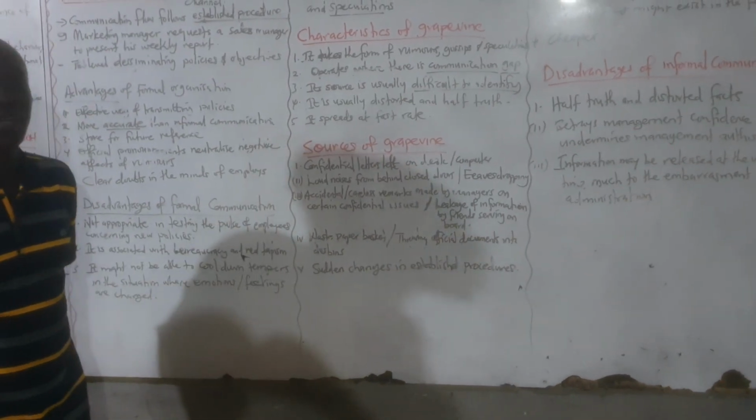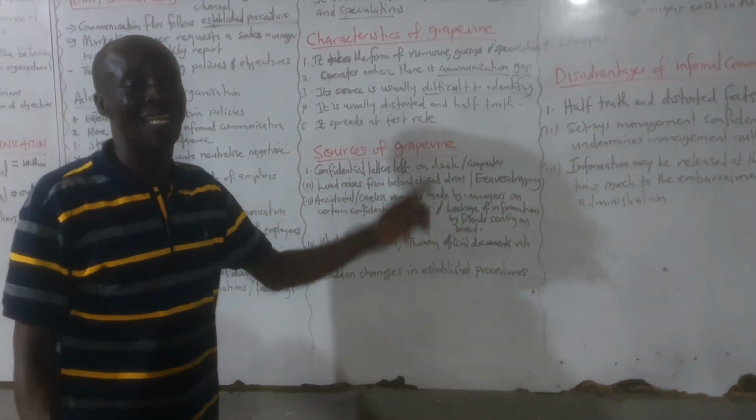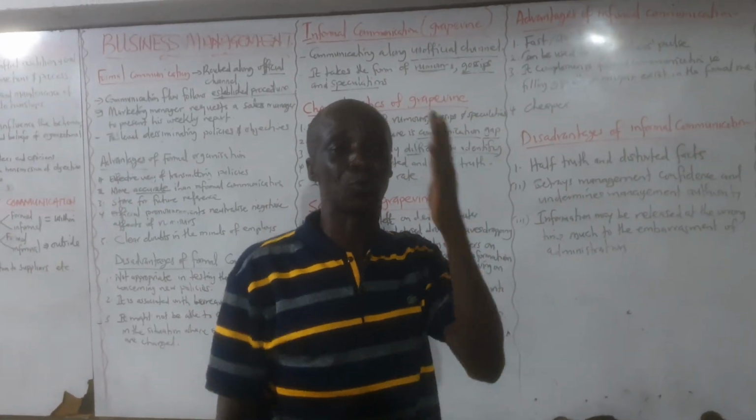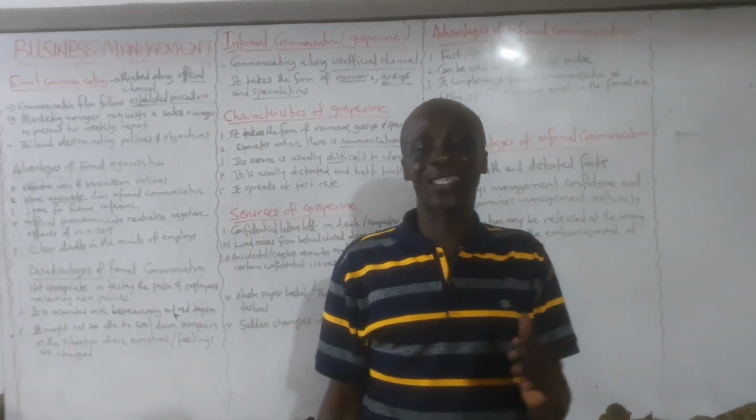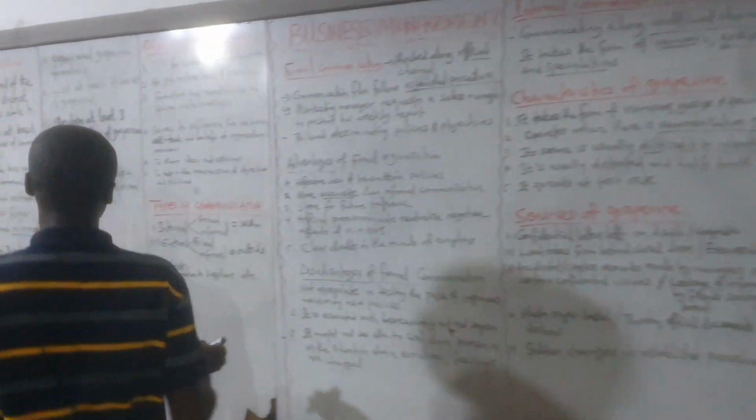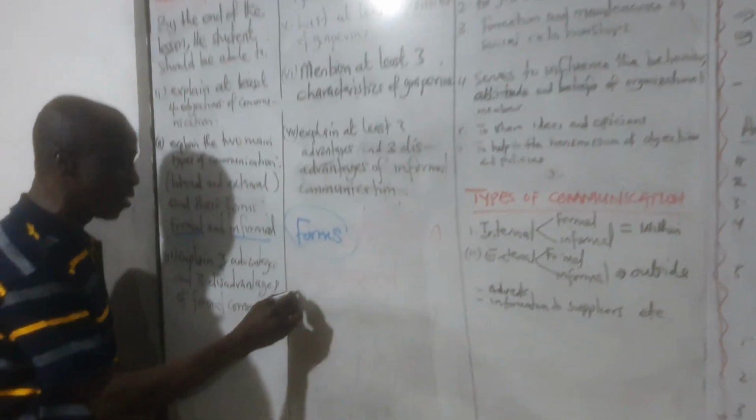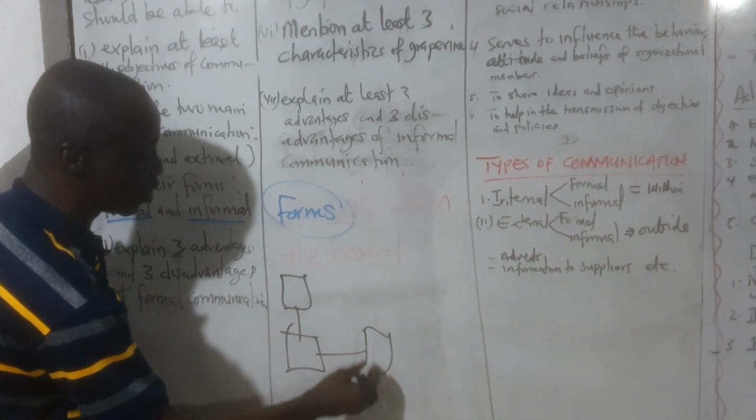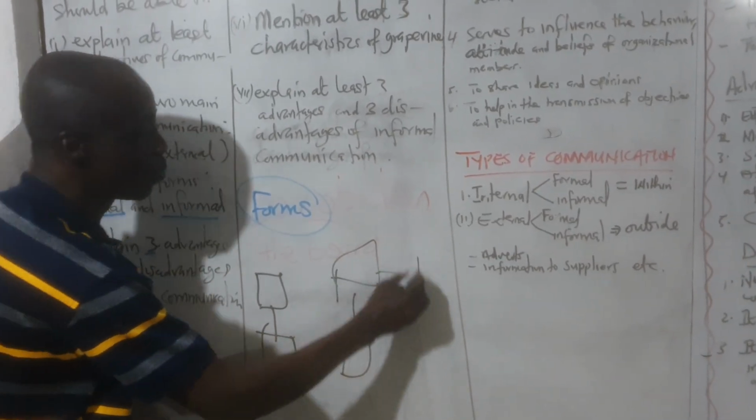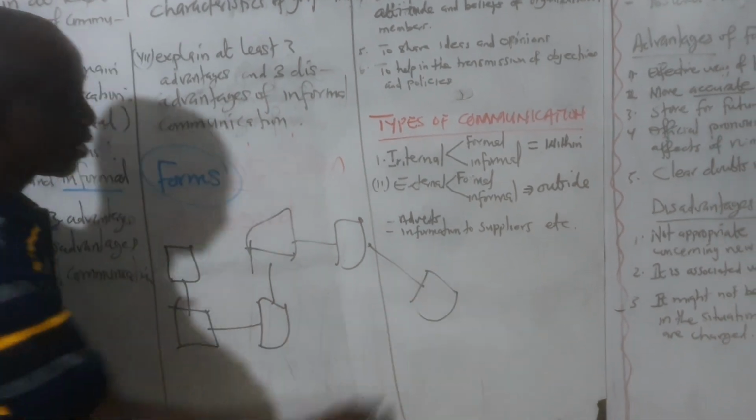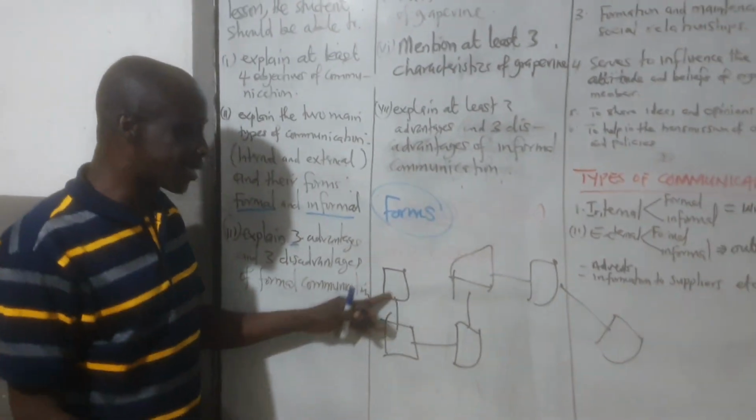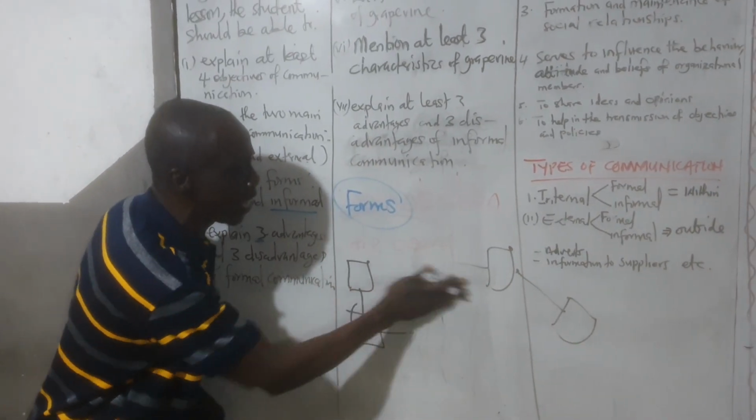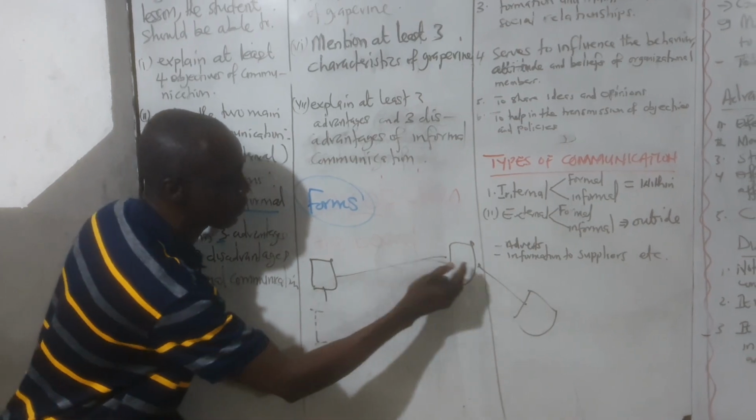The last one, which I told you, is sudden changes in established procedure. There is the way something should be done. Probably in the organization, when you want to do something, the first thing you do is this, then you move from there to this place, then you do this, then you move like this. Then all of a sudden they said this thing is inefficient, and they cut the procedure, and it becomes something like this.